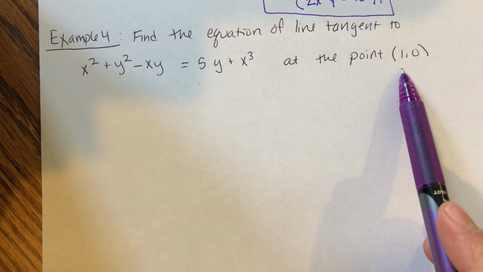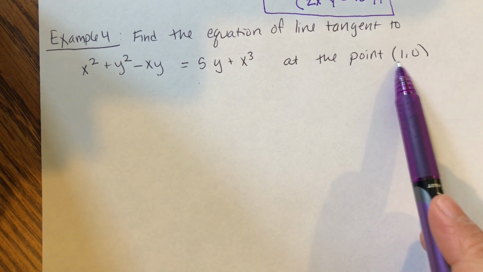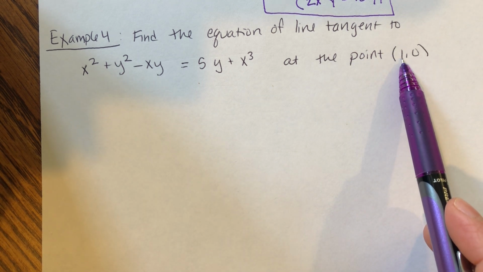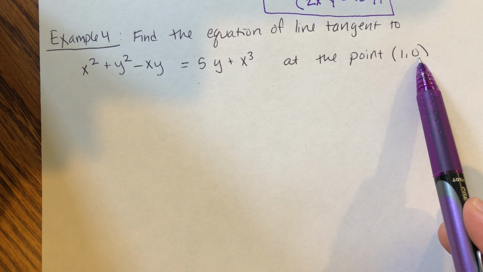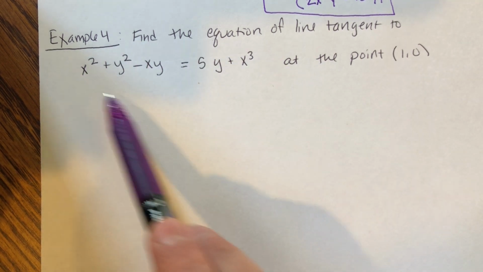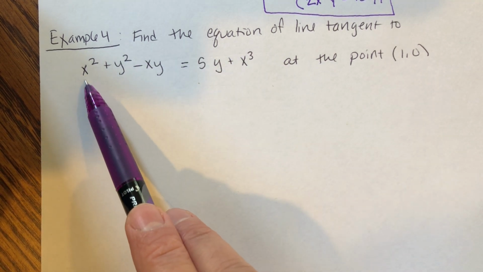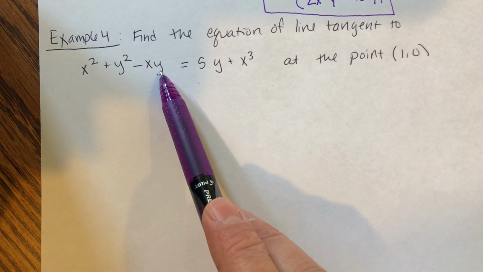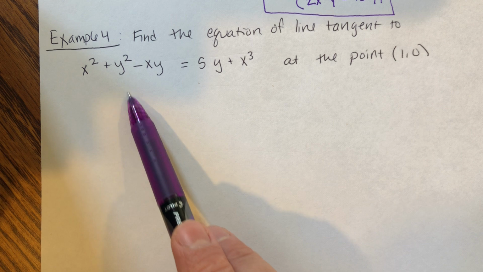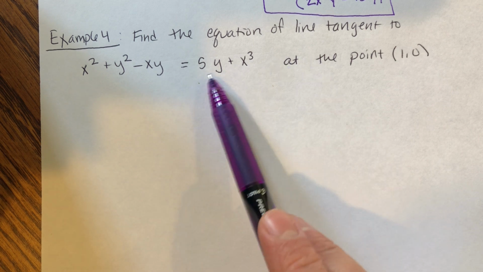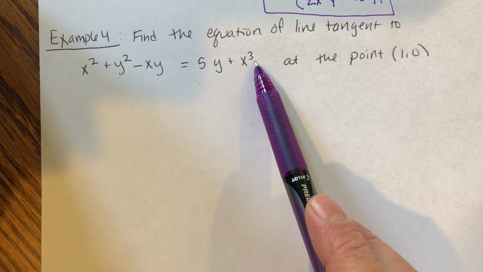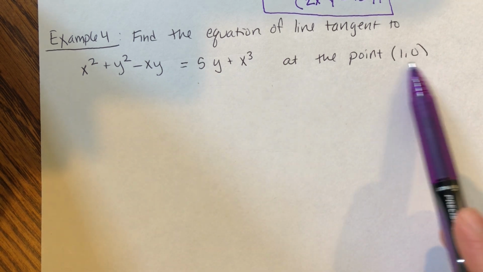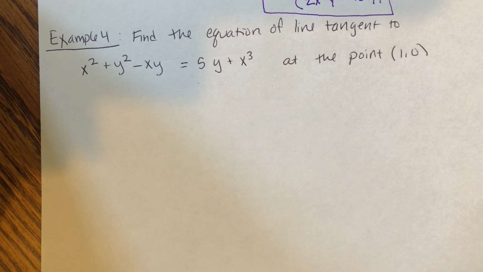Now, it's always a good idea to double check and make sure that this point actually makes sense for this particular curve. In other words, if you plug in 1 for x and you plug in 0 for y, you should get something that's true. And you do, right? This would be 1 squared plus 0 squared minus 1 times 0. So 1 plus 0 minus 0, that's 1 on the left. And on the right, you should end up with 5 times 0 plus 1 cubed. 0 plus 1 is 1. Great. So 1 does equal 1, which means this point is indeed on this curve.